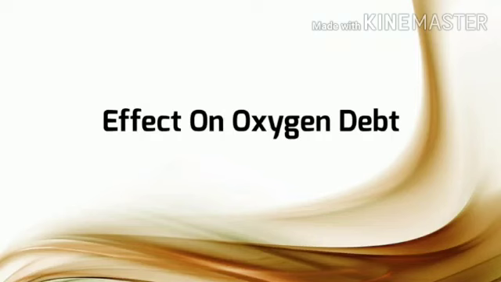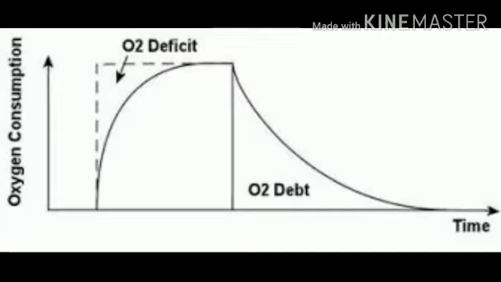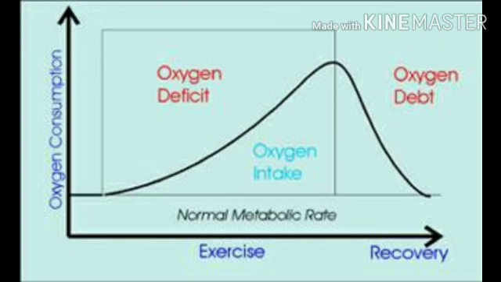Number 4 is effect on oxygen debt. Oxygen debt is the extra amount of oxygen required by the muscles during recovery from severe muscular exercise. After a period of severe muscular exercise, amount of oxygen consumed is greatly increased. Oxygen required is more than the quantity available to the muscle.